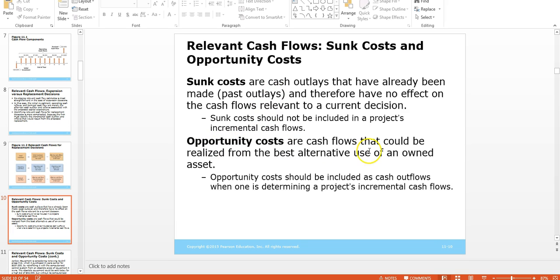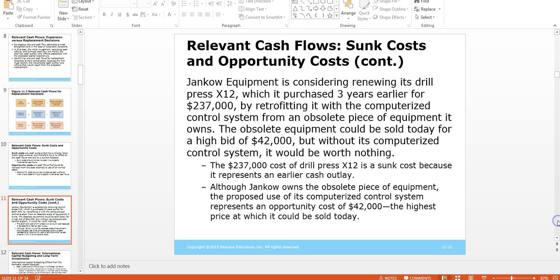And the opportunity costs, now that's another important term. Those are cash flows that could be realized from the best alternative use of an owned asset. So let's say you still had this field, and you decided to build a factory, but you used to rent out the land to have picnics. Well, you can't do that no more, so you lost an opportunity cost. So you would include that as part of cash outflows when one is determining the incremental cash outflow.